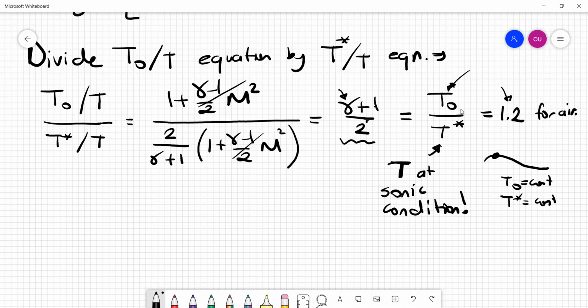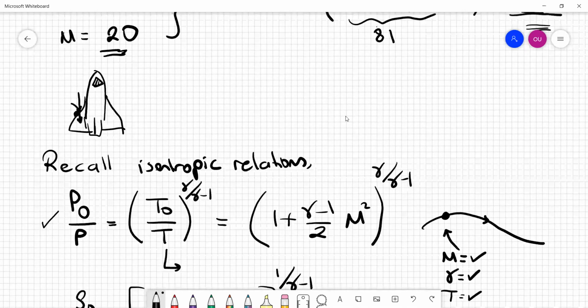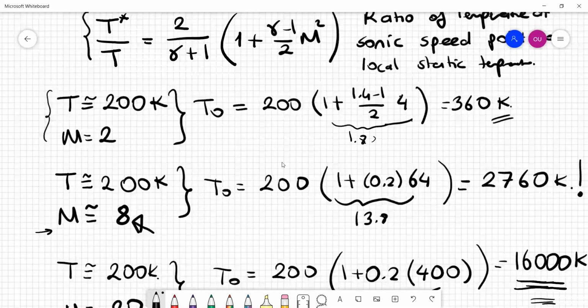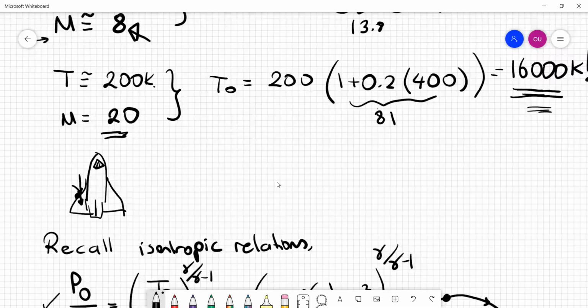Okay. Did I write it wrong? Let me check. T star over T. It's up here somewhere. 2 over gamma plus 1. Sorry, my mistake. 1 plus. It's correct, right? Yeah, my mistake.